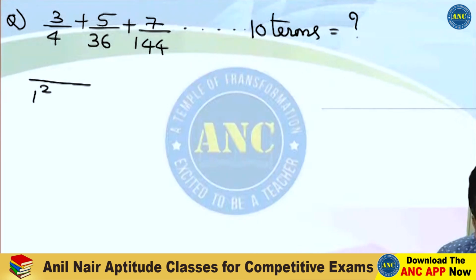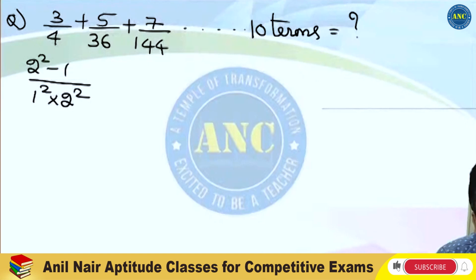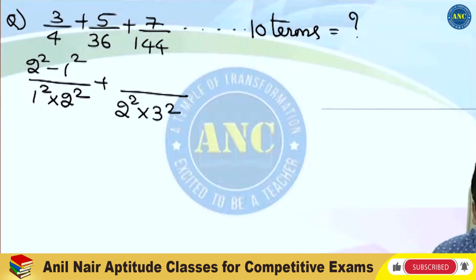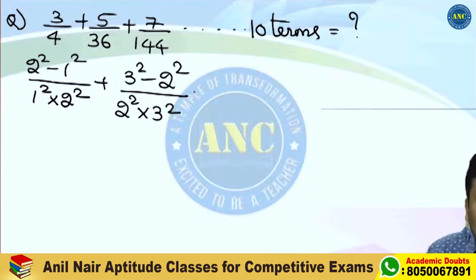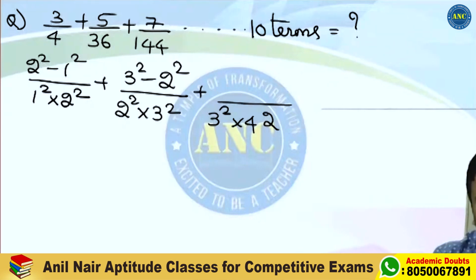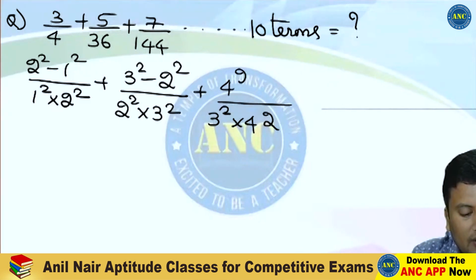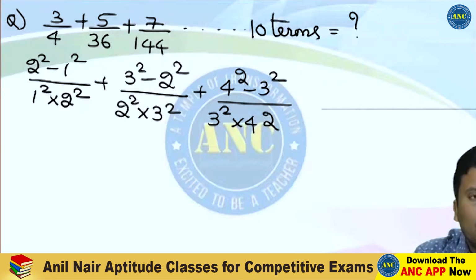4 is nothing but 1 square into 2 square. 3 can be written as 2 square minus 1 square. 36 is 2 square into 3 square. Numerator 5 is nothing but 3 square minus 2 square. 144 is 3 square into 4 square, since 16 nines are 144. Numerator is 4 square minus 3 square.